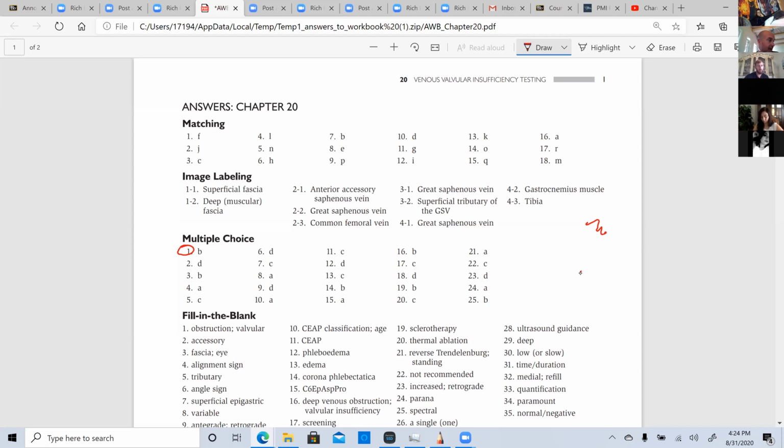Number 14 is a trick question. Right when I read it, I said, oh wait, what is distal? Pathologic flow or reflux occurs during blank of an automatic cuff when the cuff is distal to the site of insonation. Oh, and I got it wrong. But it's B, it's decompression, right? 14. Yeah, it's decompression. That makes sense.